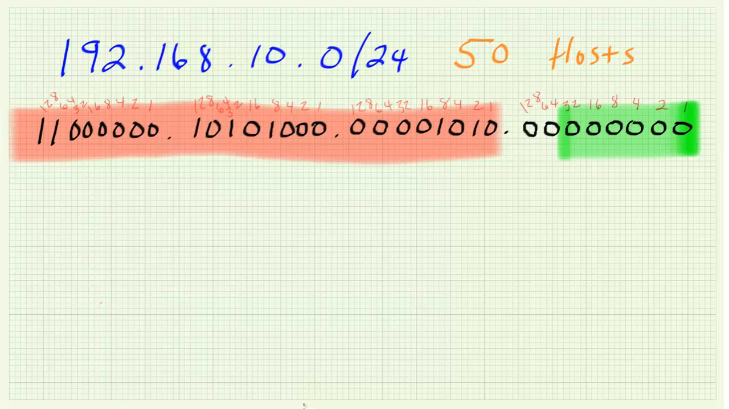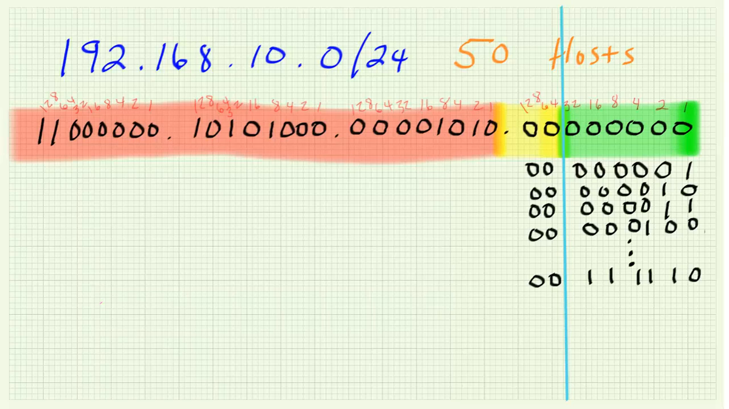I've highlighted those in green. These are the 6 bits that will represent our host IP addresses. And right here in the middle, these are this new category of bits that we'll start to talk about. These are our subnetting bits. These are the bits that will identify each subnetwork that we'll create when we start breaking down 192.168.10.0.